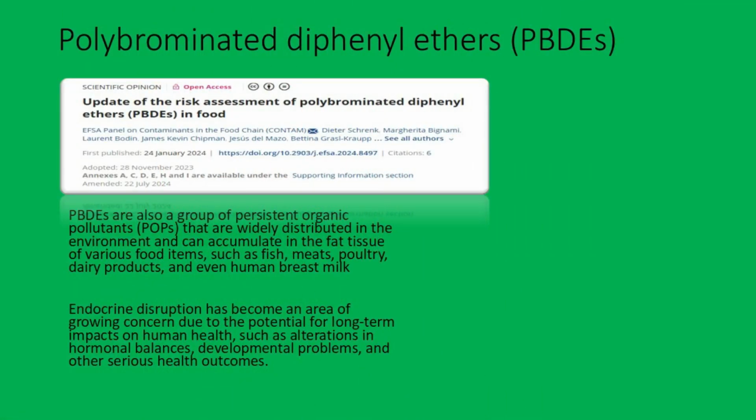Okay, we're talking about contaminant number 3, polybrominated diphenyl ethers or PBDEs. PBDEs are also a group of persistent organic pollutants. So we already talked before about PCBs, and now the second one is PBDEs. Both PCBs and PBDEs are POPs, so they are persistent organic pollutants.